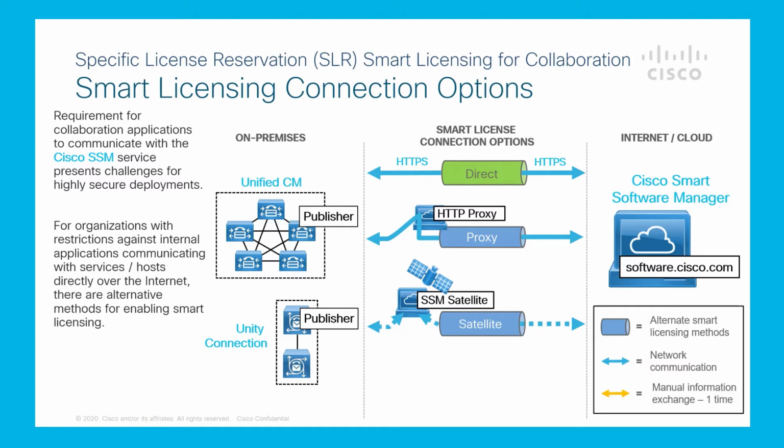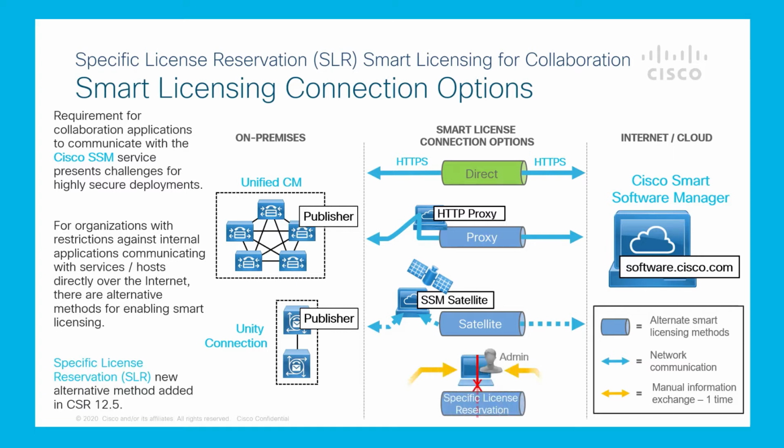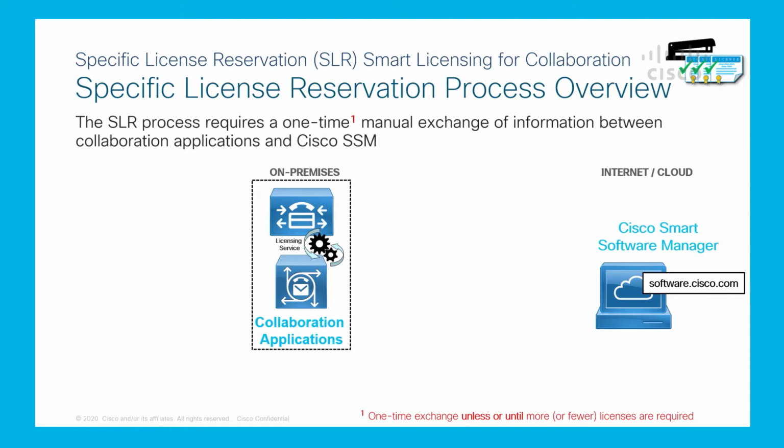But even with those alternate smart licensing connection options, proxy and satellite, some customers still didn't feel smart licensing was secure enough and instead wanted a true air gapped method such that the application servers would never directly or indirectly communicate with the online Smart Software Manager service. For this reason, Cisco added a fourth smart licensing connection method called Specific License Reservation, or SLR. This method was introduced with Collaboration System Release 12.5. Let's have a look at the Specific License Reservation, or SLR process.